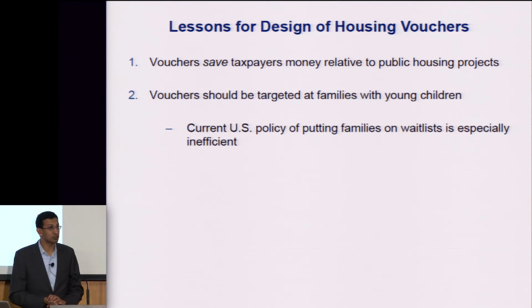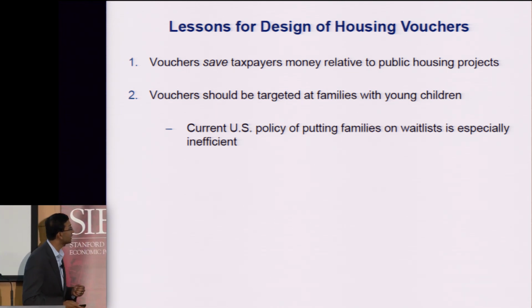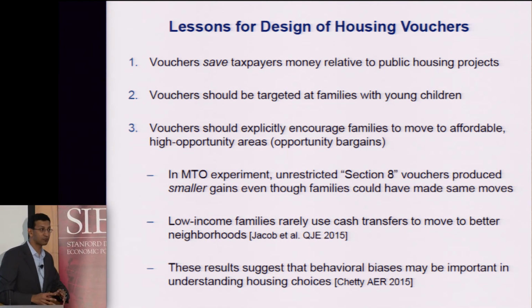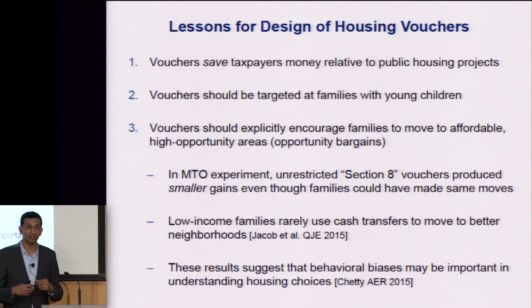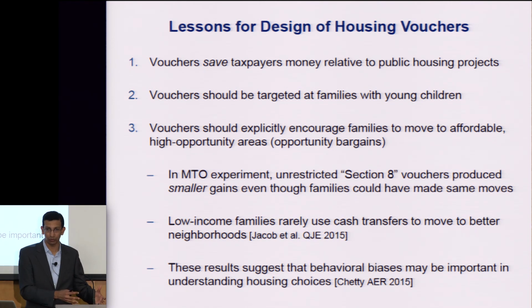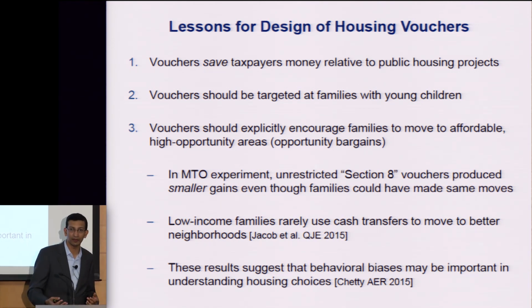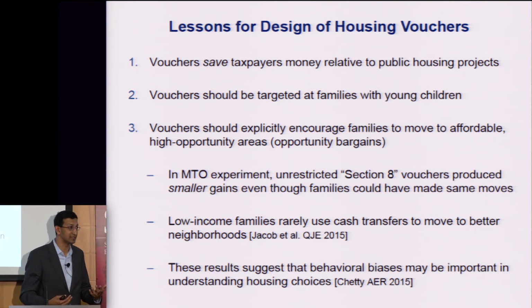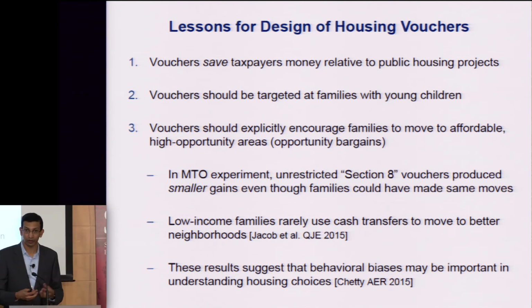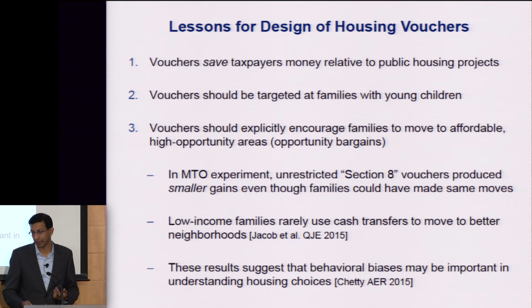Second, I think vouchers should be targeted at families with young children for the reasons I've already emphasized. Third, vouchers should explicitly encourage families to move to affordable, high-opportunity areas, these opportunity bargains. Our sense from other research is that when you give families cash grants, they actually don't use that money to move to these sorts of areas, maybe because they don't have the right information or they don't have the appropriate assistance to find housing in those places. And so doing something more targeted through housing policy can actually make a lot of sense.